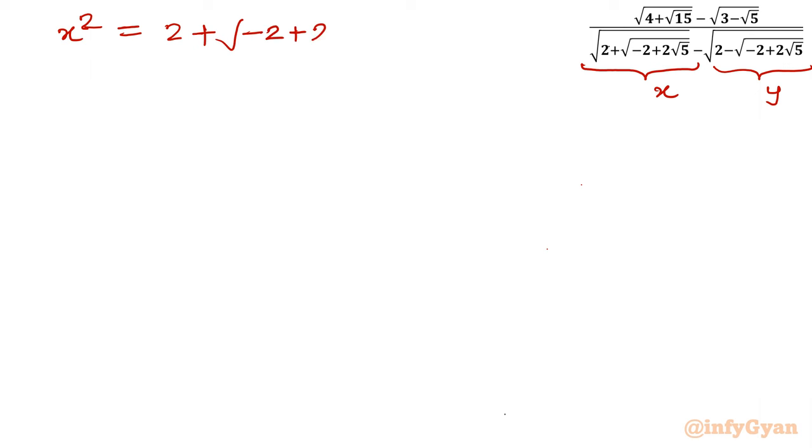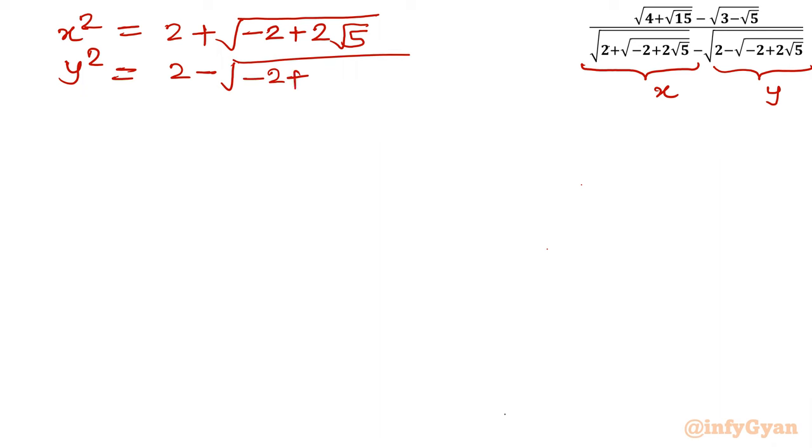I am going to consider the first term of the denominator as x and the second term of the denominator, including the square root, as y. So let me write x square directly. I will be writing 2 plus, minus 2 plus 2 root 5 for x square, and for y square I will be writing 2 minus square root, minus 2 plus 2 root 5.